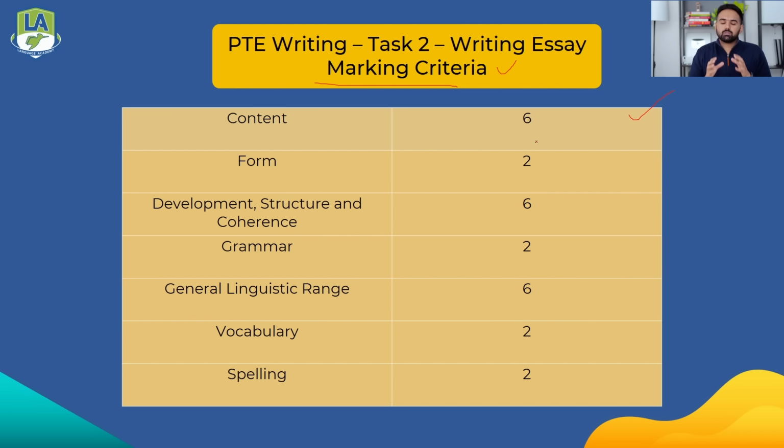Before the changes also it was marked on 7 parameters, but the weightage was less. For example, content now contributes 6 points, but earlier it used to only contribute 3 points. Development, structure and coherence used to contribute 2 points, now it is 6 points. So there is a change in the weightage of content, and content has become significantly important after the changes.